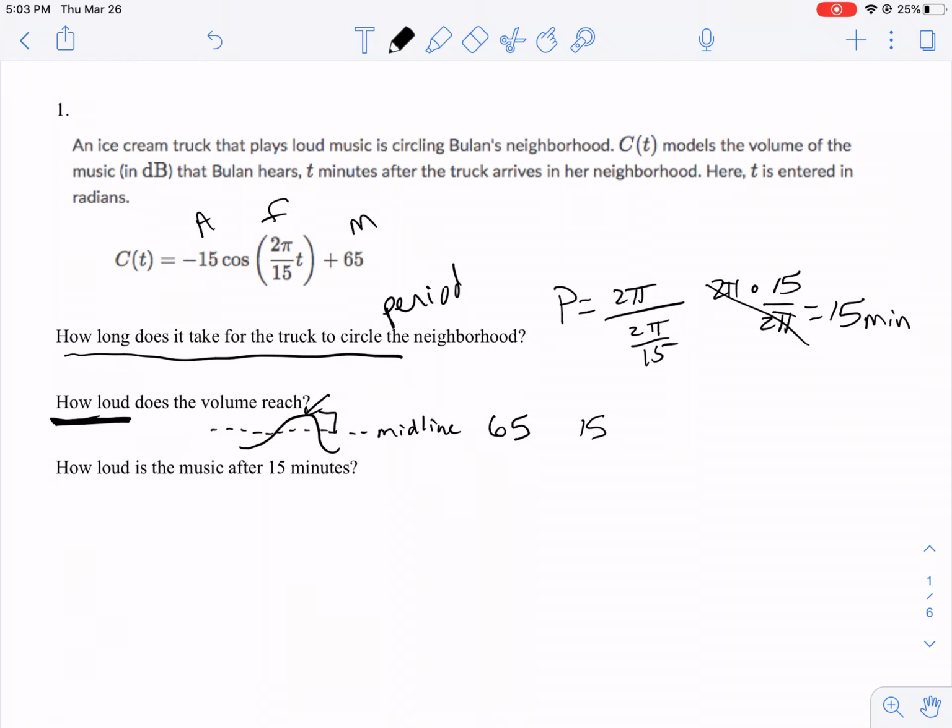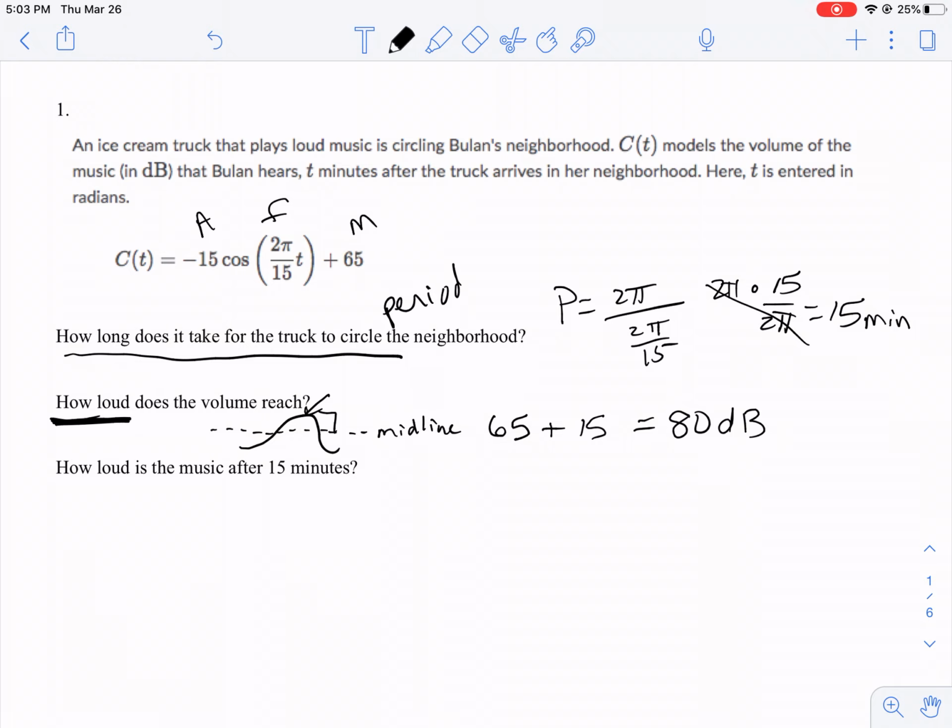It's always positive. So if I take that 65 and go up 15 more, then that tells me that the music is going to get to be 80 decibels. So you take your midline, add your amplitude, and that's your highest point. If you took your midline and subtracted your amplitude, that would be your lowest point. They didn't ask us for that.